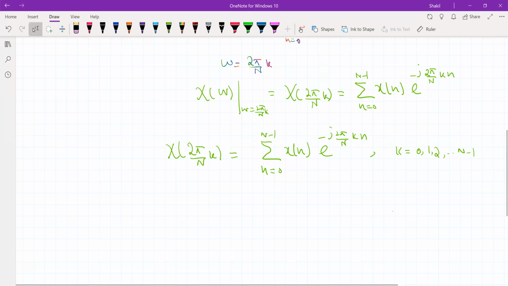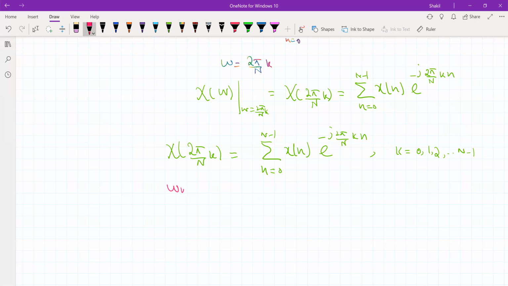Now, have a look at this. 2 pi by N will be constant because there will be N samples. So as k changes, as k becomes 0, this will be X of 0. As k equals 1, this will be X of 2 pi by N k. So at k equal to 2. So it's actually k that changes the frequency.